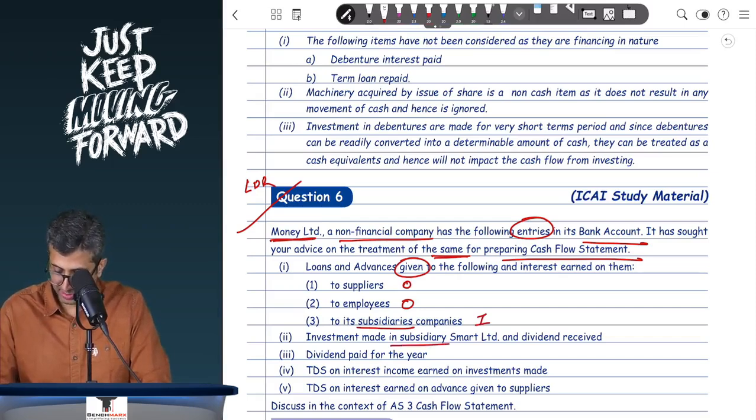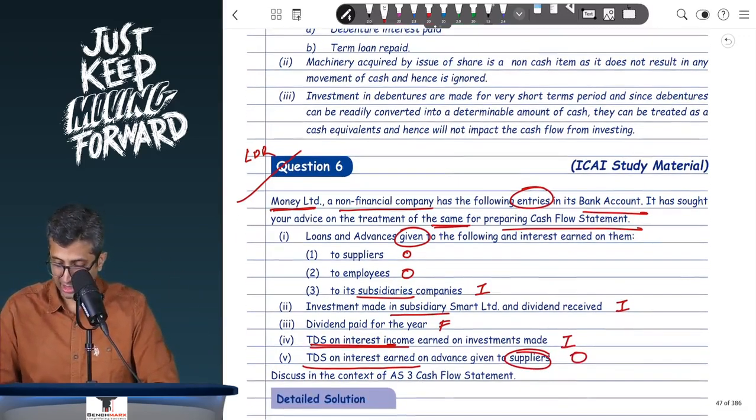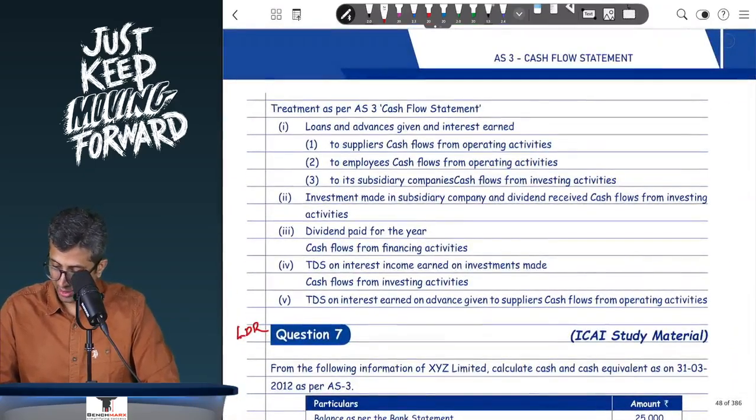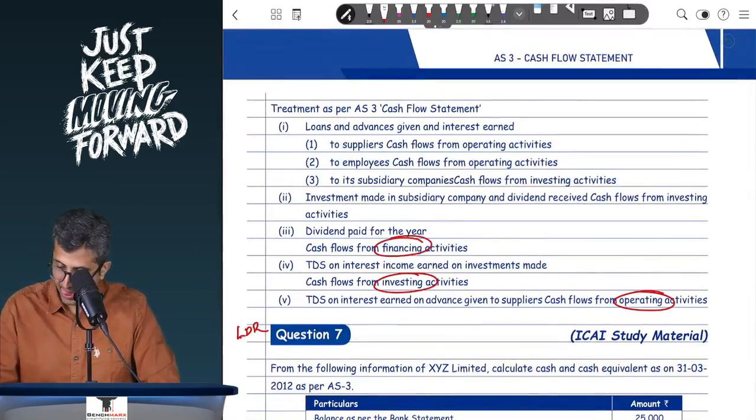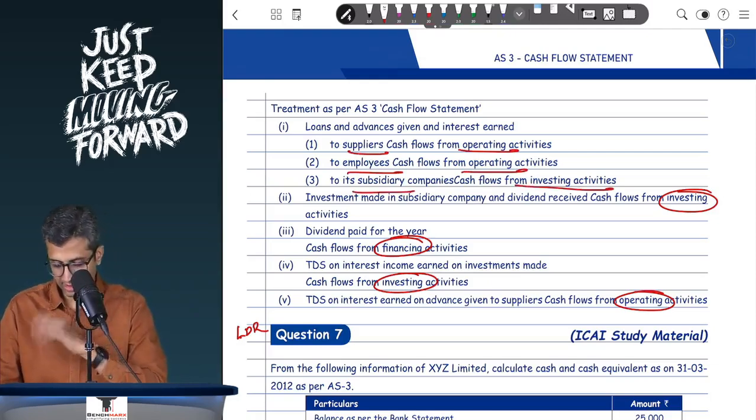investment made in subsidiary Smart and dividend receipt, investing, dividend paid for the year paid, financing, TDS on interest income. Interest income is investing, TDS on same will also go in investing, TDS on interest earned on advance given to suppliers. Advance given to suppliers is operating, so TDS on that will also go against operating, and that is it. So over here this was operating, investing, financing, investing, suppliers operating, employees operating, even if it was customers operating, subsidiaries are investing.